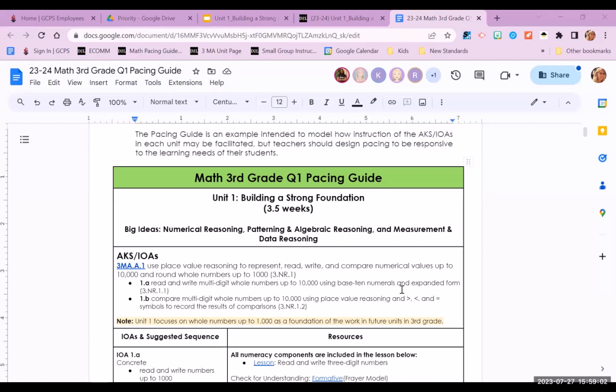This unit has been divided into 2 parts, a focus on place value and then a focus on adding and subtracting within 1,000. Remember, Unit 1 focuses only on whole numbers up to 1,000 as a foundation of the work in future units in 3rd grade.